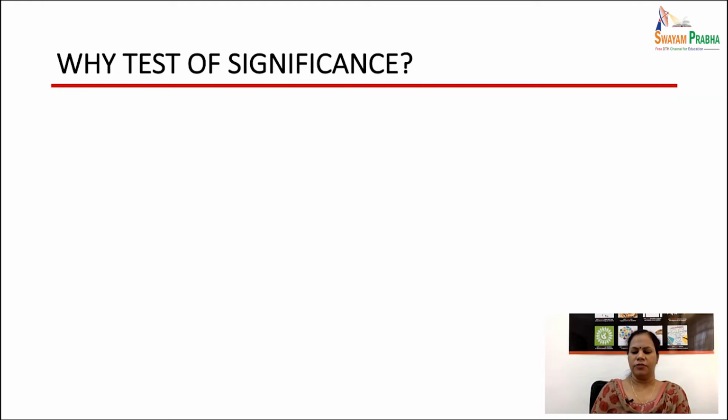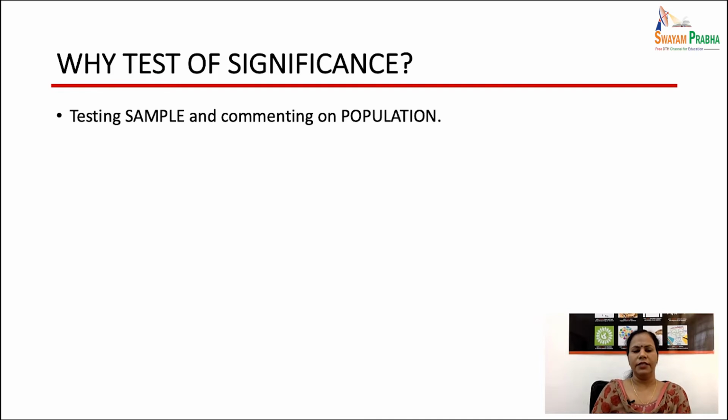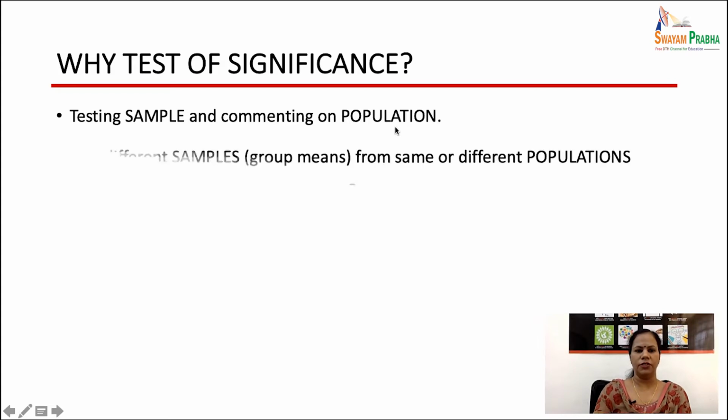Now, why is the test of significance needed? The first thing is testing the sample and commenting on the population. I told you in the starting of the lecture that we conduct the study on the sample, but based upon the statistical analysis, we comment on the population. So the test of significance is always needed, so that based upon our sample's results, we can generalize our findings to the population.